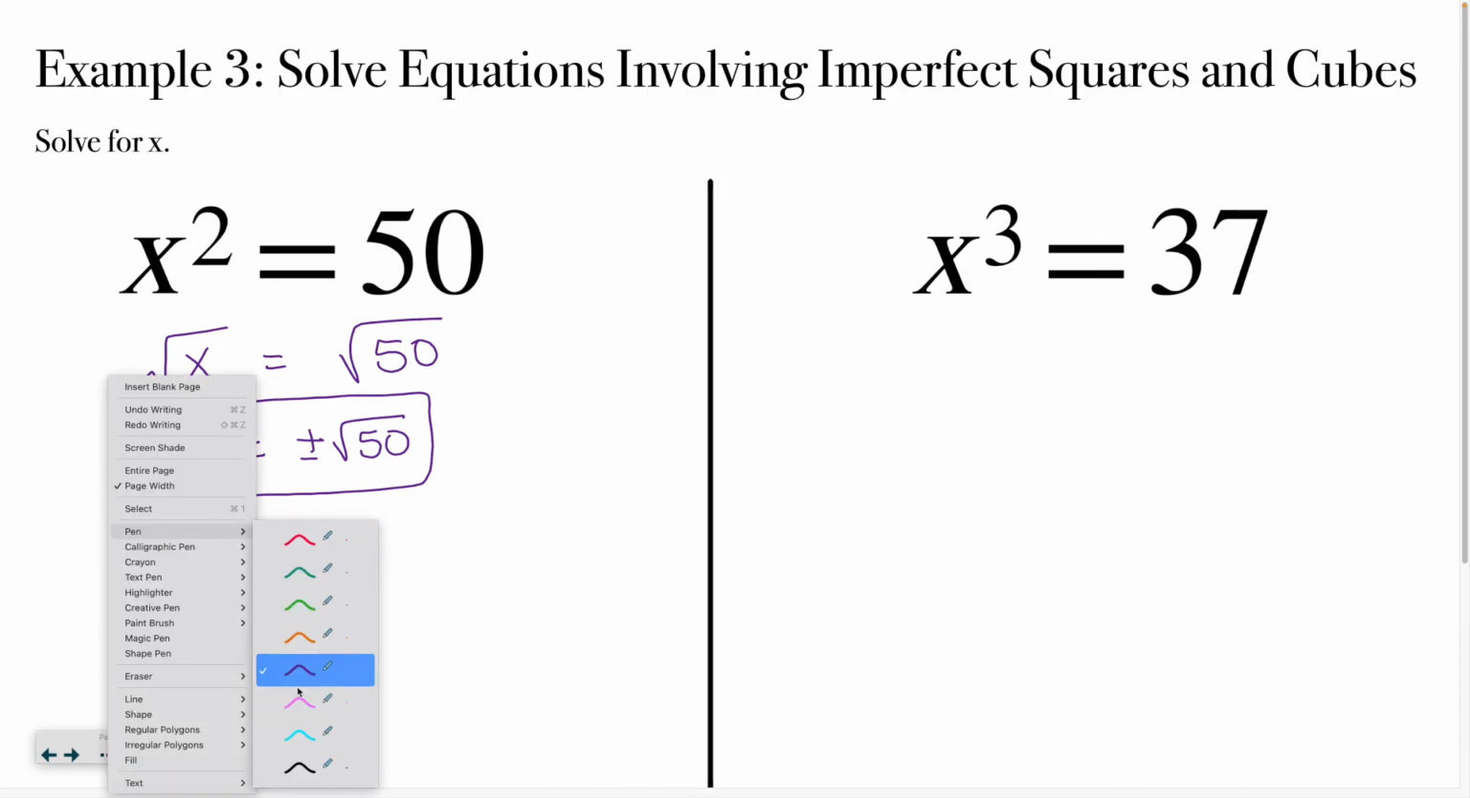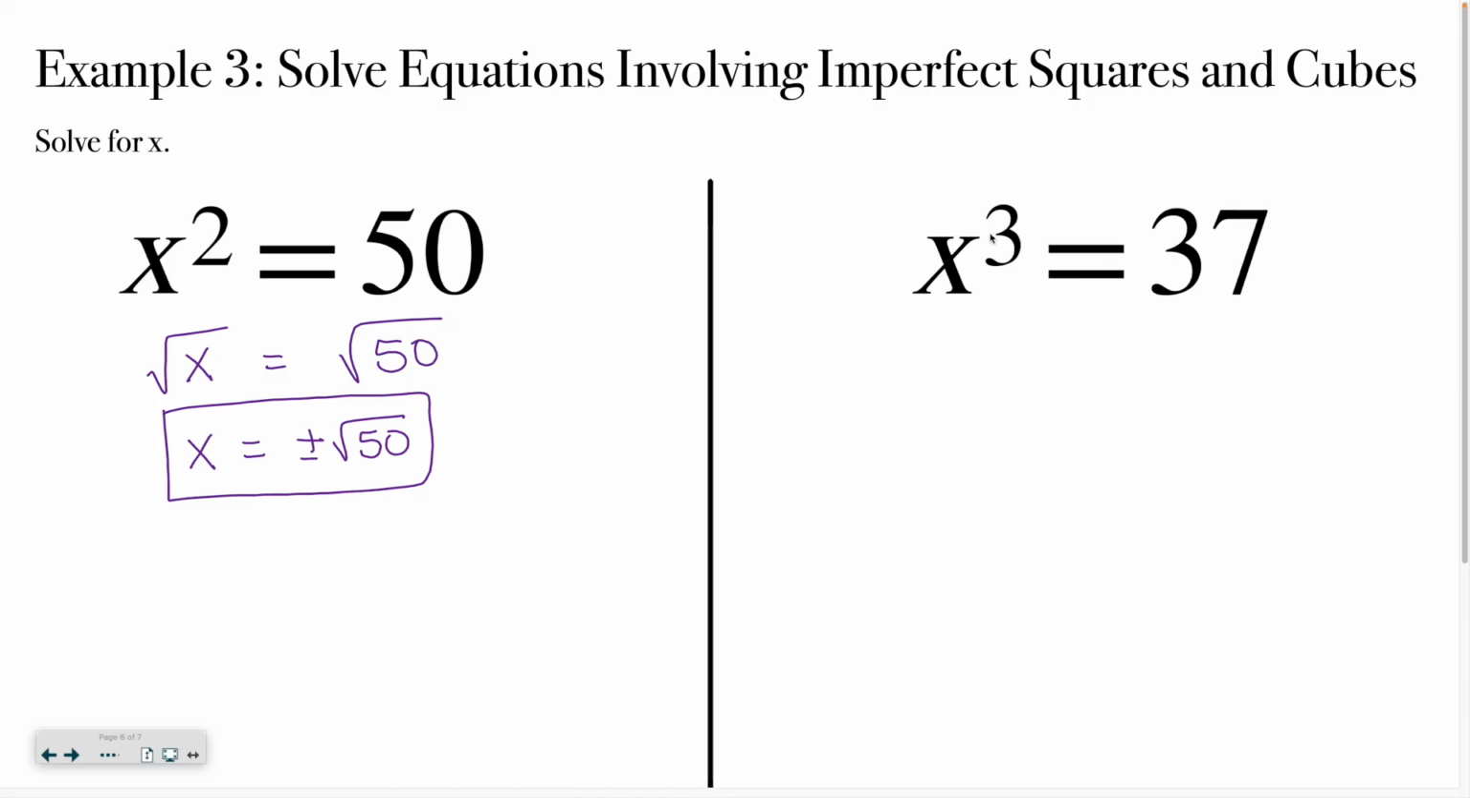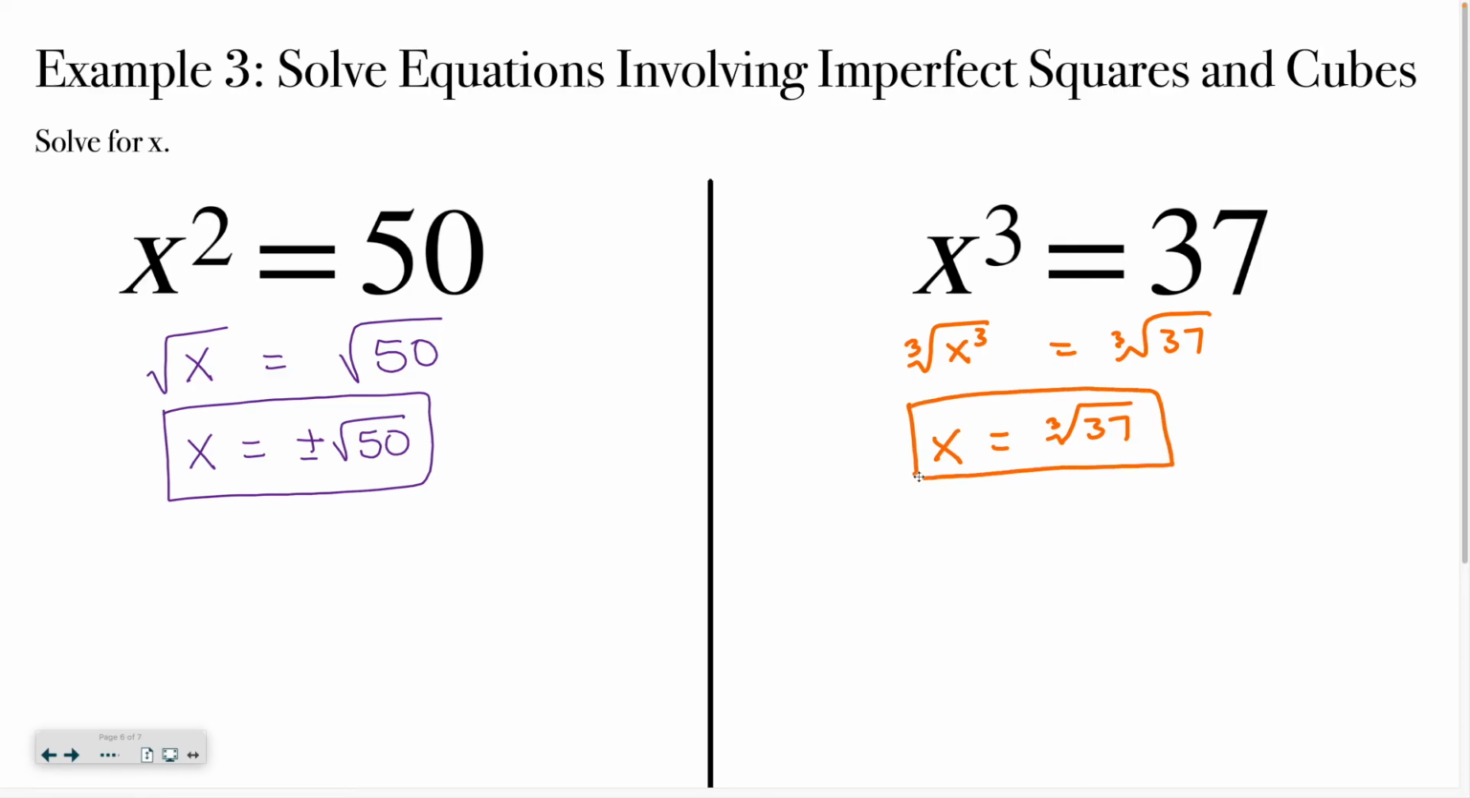Okay, now let's look at this other one right over here. I have x to the third equals 37. So again, I would take the cube root of x cubed equals the cube root of 37, and I would be left with x equals the cube root of 37. And since this is a positive number here, I'm not going to write a plus or minus. That's only for squares. Okay, and you might be wondering, well, if it was a negative 37, would I write x equals negative cube root of negative 37?